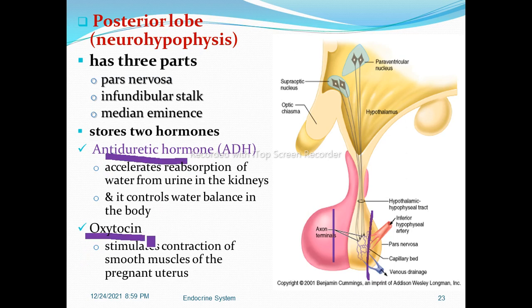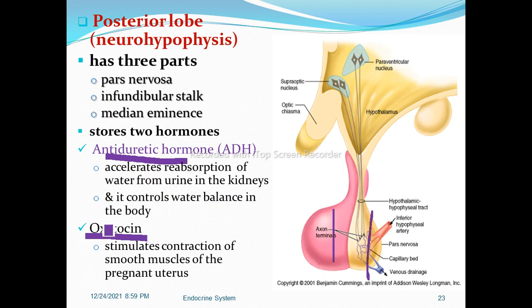ADH, or antidiuretic hormone, accelerates reabsorption of water from urine in the kidneys. In the collecting duct of the kidney, reabsorption of water is controlled by ADH, and it controls water balance in the body. ADH is secreted by the posterior pituitary gland under the control of the hypothalamus, and it balances the water of the body.